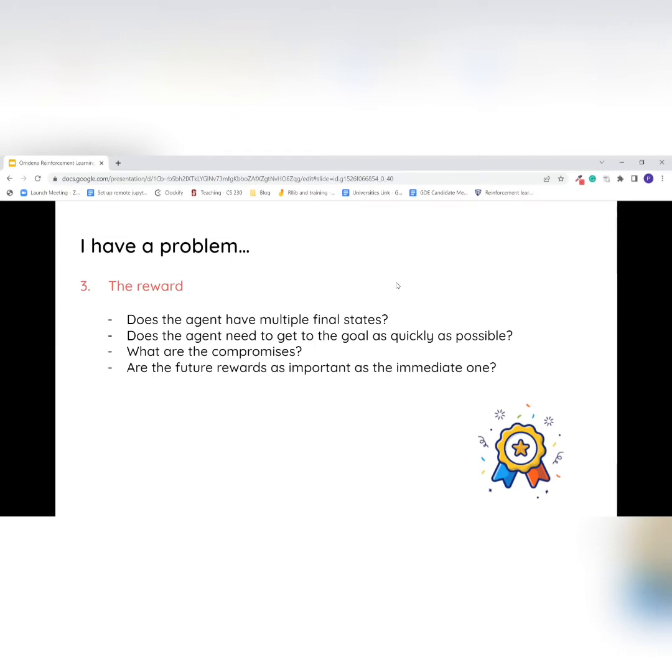So let's say one of the questions is, does the agent have multiple final states? Meaning, a final state is one of the states that we want the agent to go to, and in which it will receive a positive reward. So do I have only one? Meaning the agent can only get a big good feedback only at the end, only once, or it can have it many times. Then we talk about time. Does the agent need to get to the goal as quickly as possible?